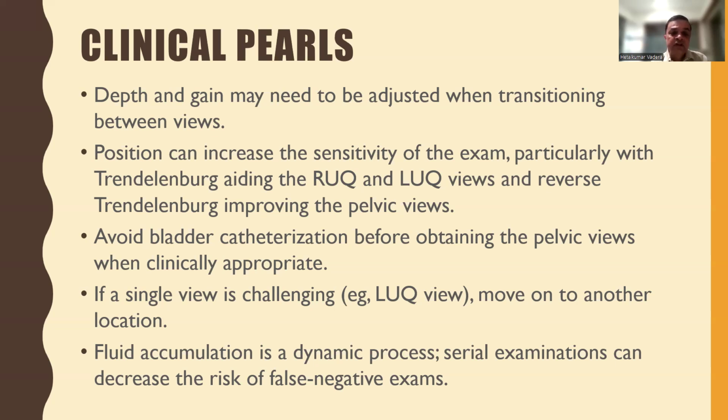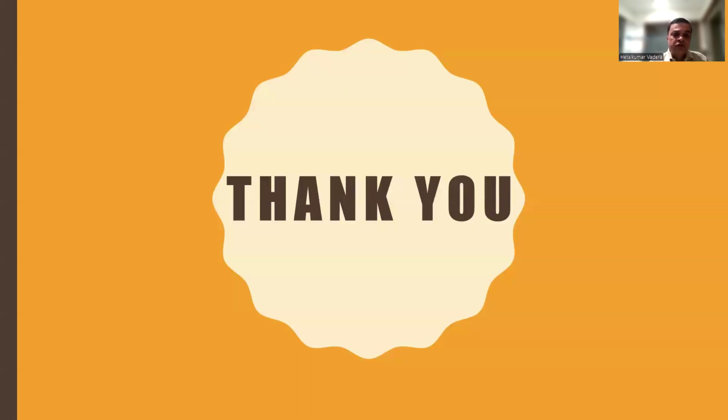If a single view is challenging, like the left upper quadrant view, move on to another location to look for fluid in the peritoneum. Fluid accumulation is a dynamic process. Serial examination can decrease the risk of false negative examination. So these are the clinical pearls which will improve your accuracy and your sensitivity in the FAST examination. So this is all about it.